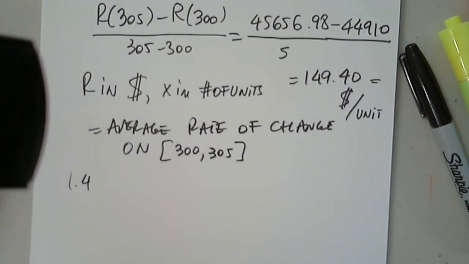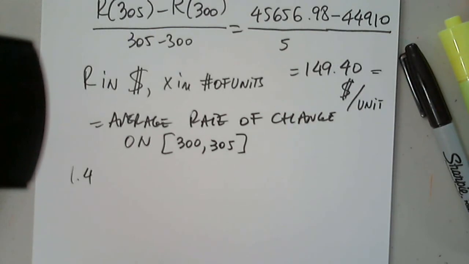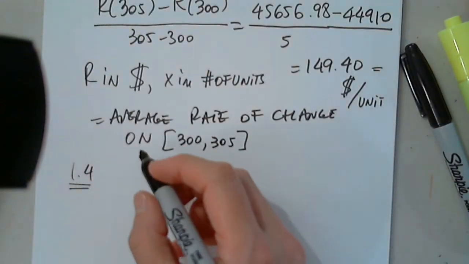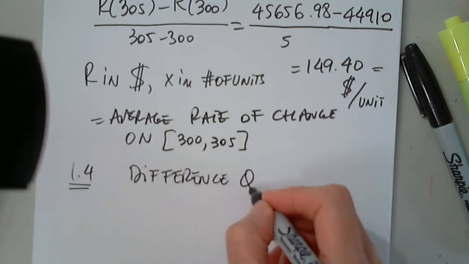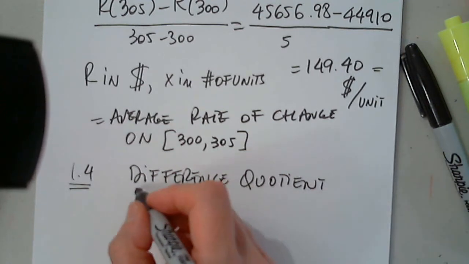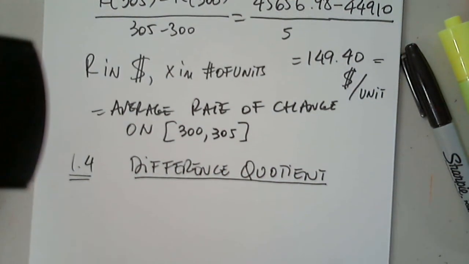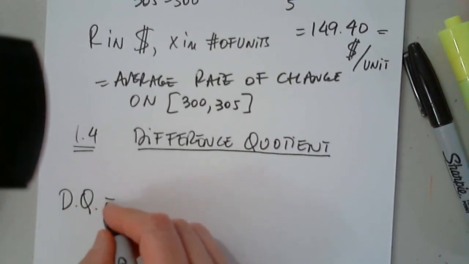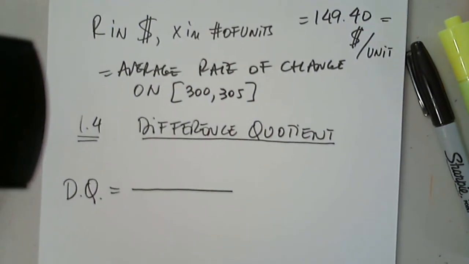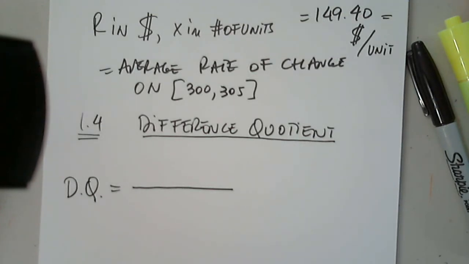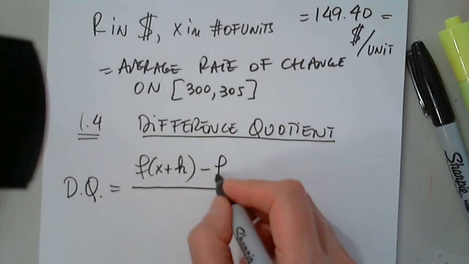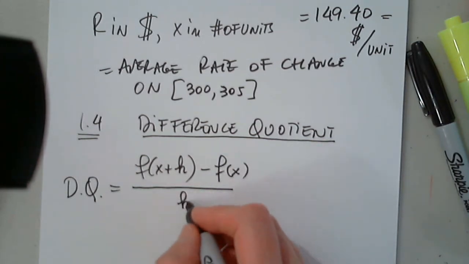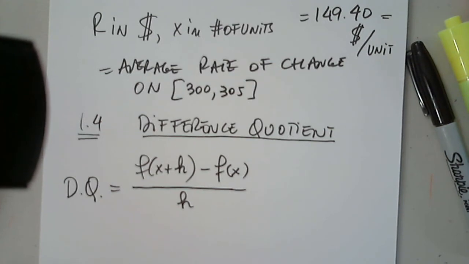1.4. I don't have anything else to say. Now, in 1.4, let me refresh your memory on the difference quotient. Anyone remembers the difference quotient? What is the formula for the difference quotient? F of x plus a little bit, h, yes, minus f of x. Excellent. Over h, divided by h. Thank you so much. Awesome.